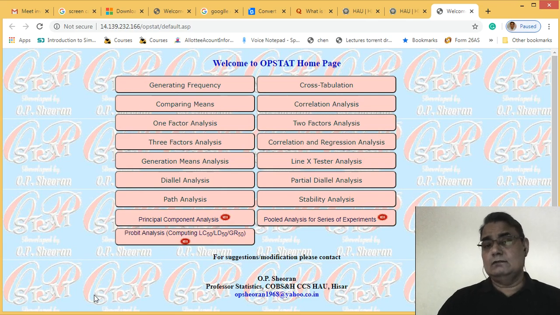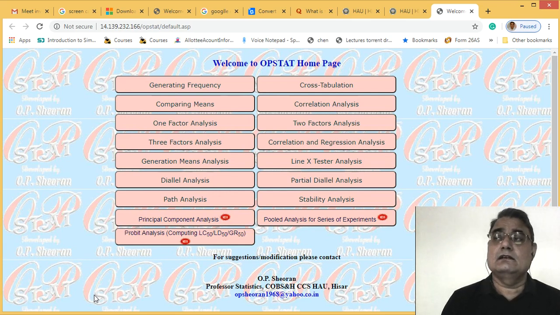Now another module we have is correlation and regression analysis. Correlation I have already discussed because I made a separate module for that, but in regression analysis we can perform linear multiple regression analysis with ease. The data entry is very simple, and you have to supply the dependent variable number, independent variable number, and number of observations, and you can easily find out the multiple linear regression.